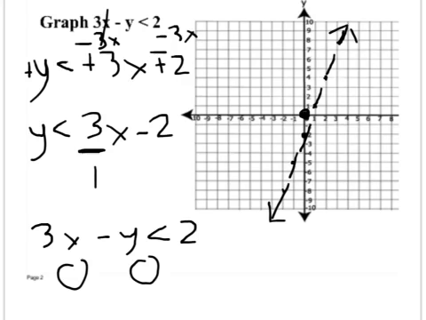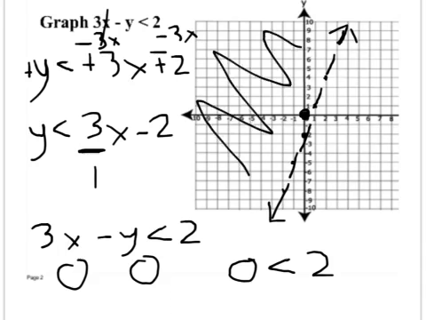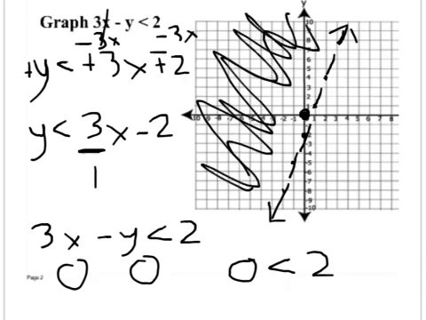Is everybody with me so far? So I use 0, 0, this point right here. It's on this side. I plug in 0 for x, 0 for y. 3 times 0 is 0. 0 minus 0 is 0. Is 0 less than 2? Yes. If this point, 0, 0, is less than 2, then this is the side we shade. Meaning everything on this side is true to this inequality.